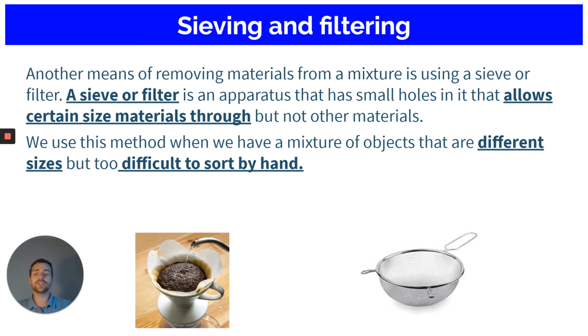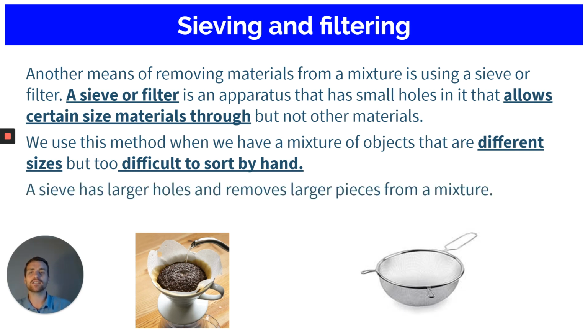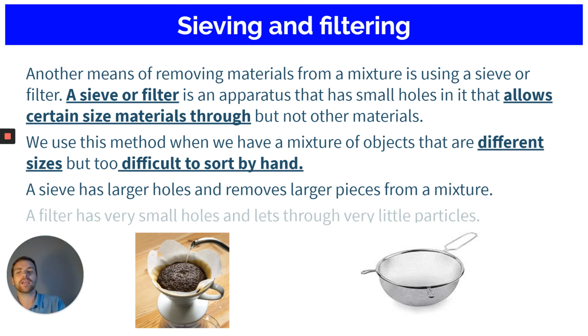Okay, so what's the difference between sieving and filtering? A sieve has large holes and removes larger pieces from a mixture. A filter has smaller holes and lets through very little particles. Okay, that's the only difference, is the size of holes that the sieve and filter are made with. All right, so that's the second process we're talking about, sieving and filtering. Hopefully you can describe how it works, what do we do when we sieve and filter, and secondly, hopefully you can describe in what situation we would use them in, okay?